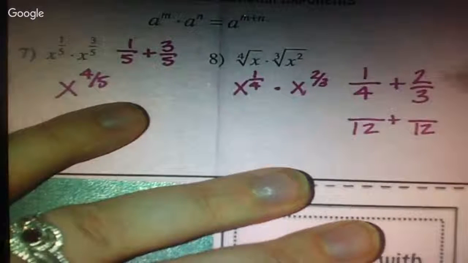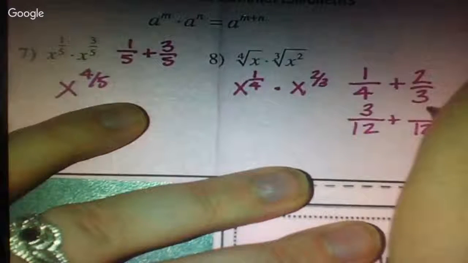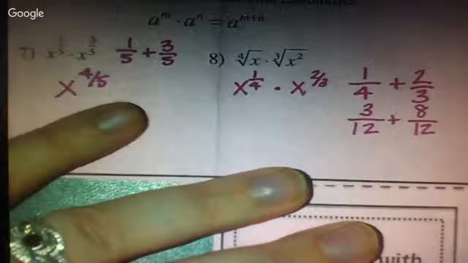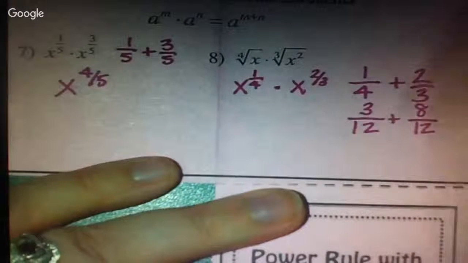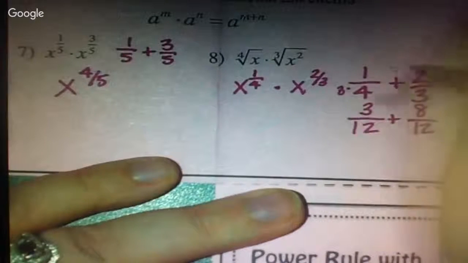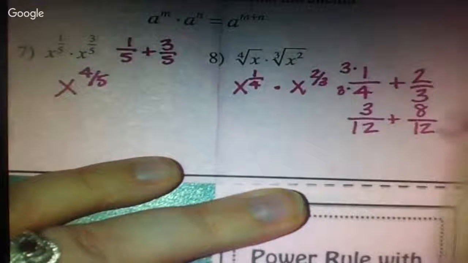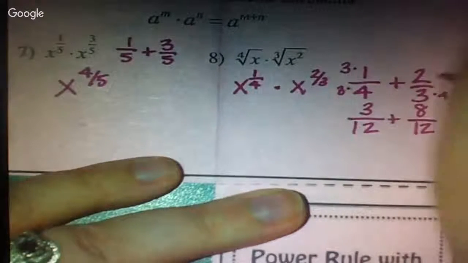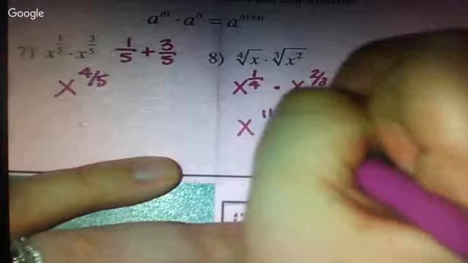Right. 3 12ths and 8 12ths. How'd you get that? Remember, to go from 4 to 12, I would multiply by 3. What I do to the bottom, I have to do to the top. To get to 12, I multiply this by 4. What I do to the bottom, I have to do to the top. So this actually becomes x to the 11/12.